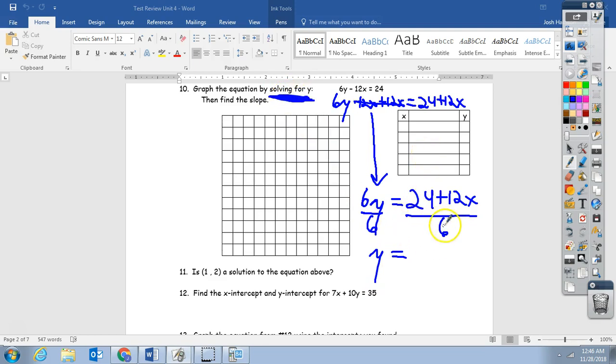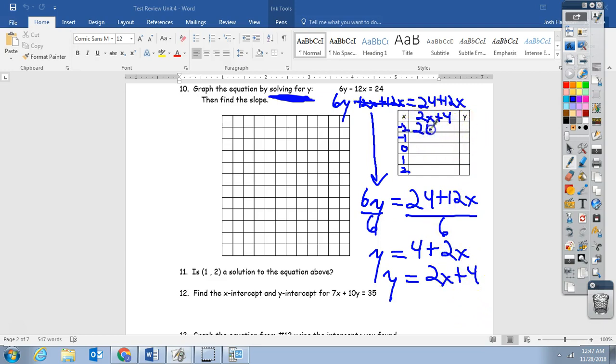What is 24 divided by 6? 4. What is 12 divided by 6? 2. 4 plus 2x, or you could switch it around and put 2x plus 4, is what you are going to actually plug in your x values to find your y values. Typically, we do plug in negative 2, negative 1, 0, 1, and 2. 2x plus 4, or 4 plus 2x, is what I plug it into.